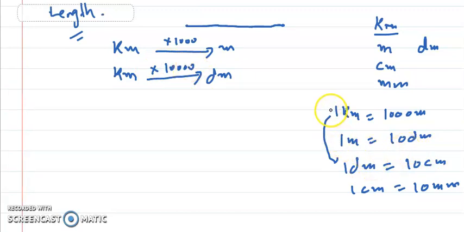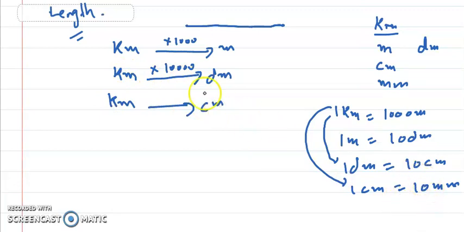And if we have to change from kilometer to centimeter, then we need to multiply with 100,000, because we will add another zero. And so on. But there is an easy way to remember this conversion from one unit to another, and that is the stair method. You can remember the stair method.